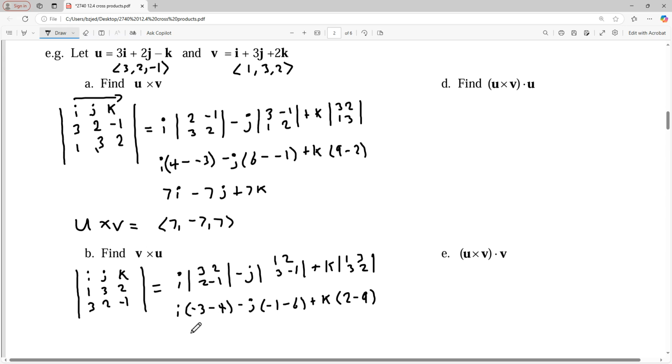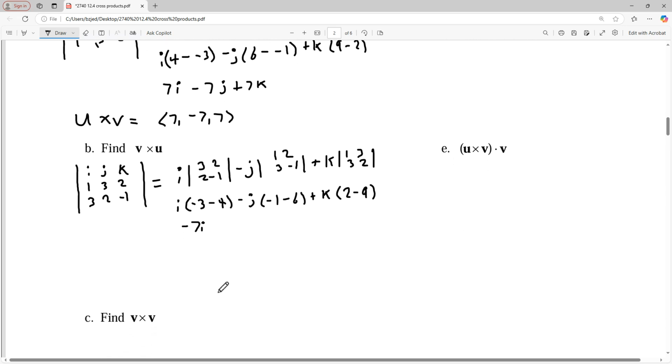If we simplify these, -3 minus 4 is -7, so I have -7i. Here I have -6 minus 1 is -7, but I have a negative out front, so that's going to be plus 7j. And then last but not least, 2 minus 9 is -7, so I get -7k. And again, I wouldn't leave it like this. I would write my final answer as a vector. I would get the vector -7, 7, -7. So that means v cross u is equal to the vector -7, 7, -7.